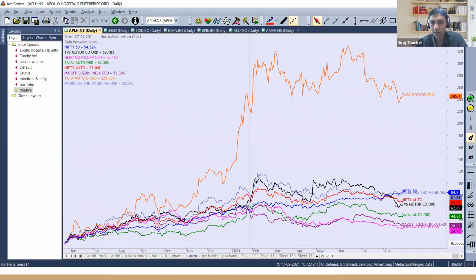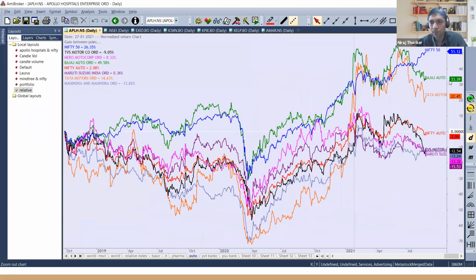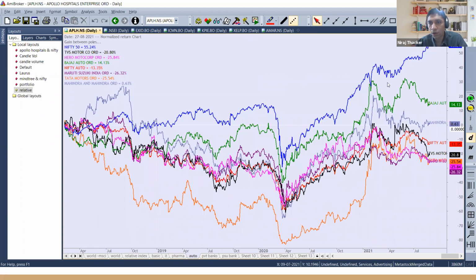See the divergence. Nifty is going up and the auto index is going down. Clearly you can see the red color. The auto index is going down while Nifty is going up at this level. This is a clear indication you should stay away from auto. Does anyone have doubt in this? Nifty is going up, auto is going down.